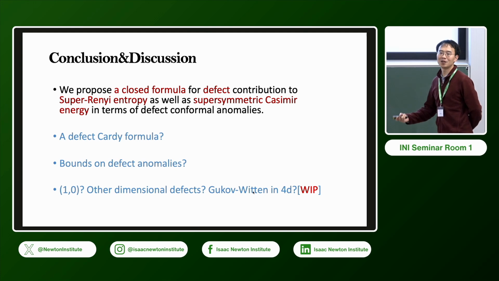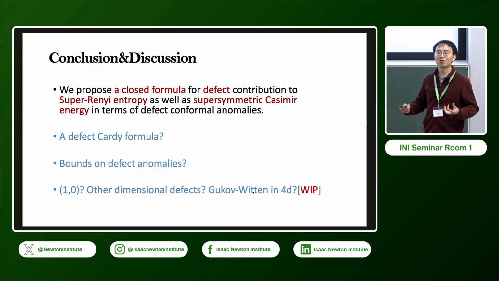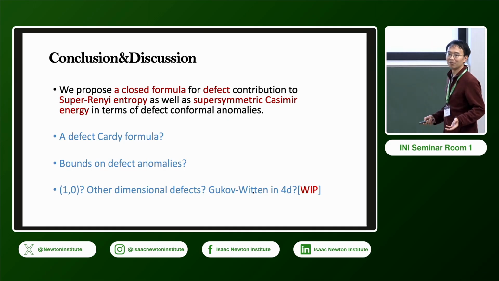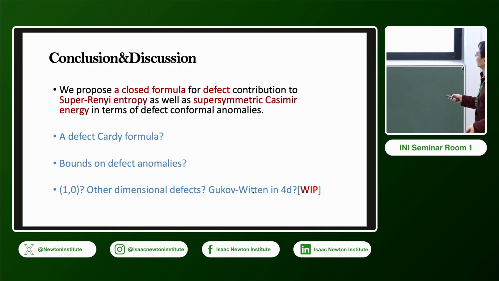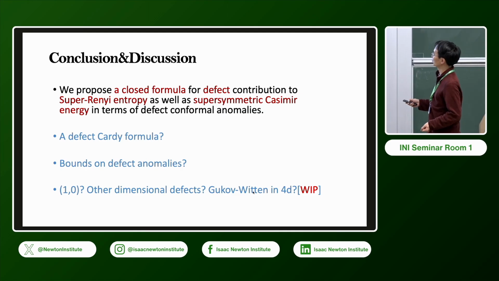From quantum information, usually when we have a compact formula for entropy, we can play with some inequalities. For example, Shannon entropy, there are inequalities, or Rényi entropies, there are inequalities. Maybe from this entropy result, we can get some bounds on these defect anomalies. That's also an interesting question.